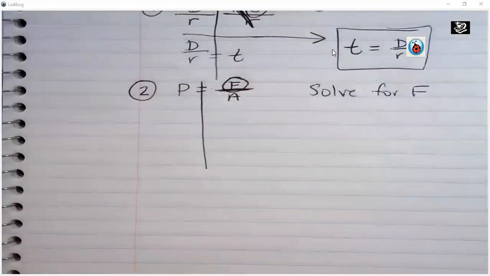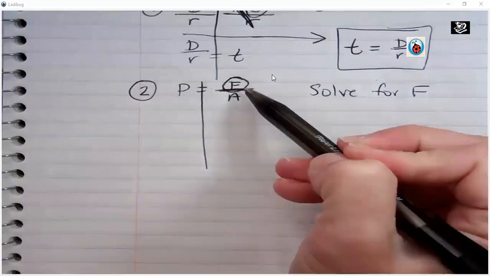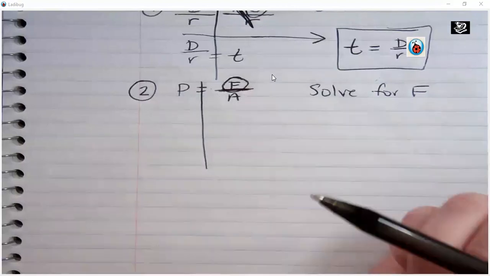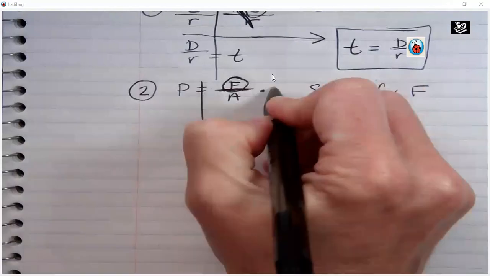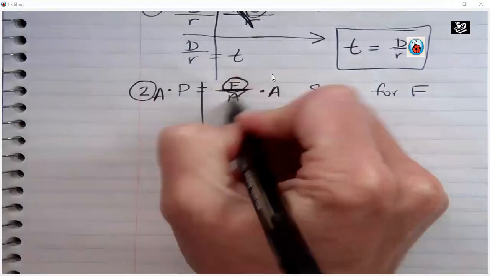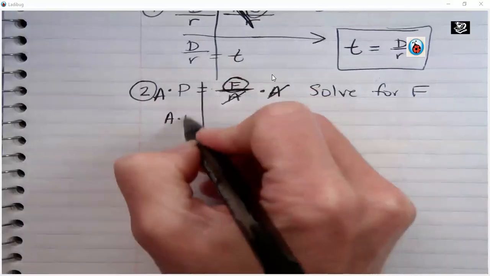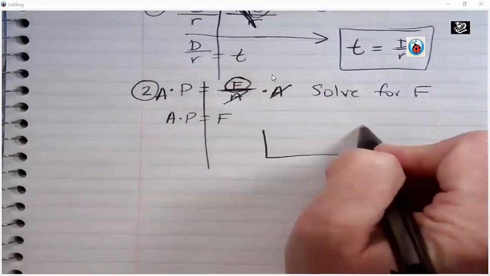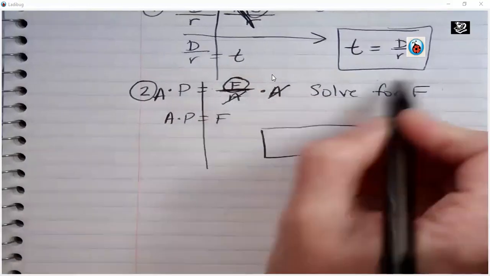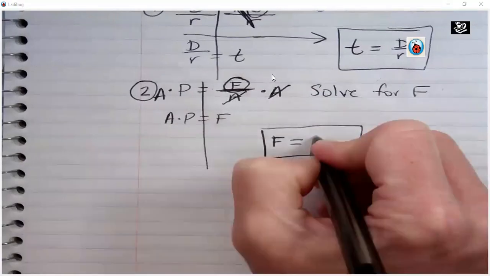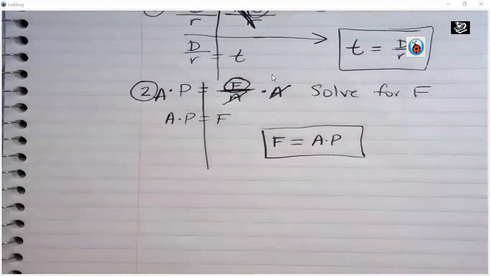So we have to do the opposite. All right, you need to do the opposite. So what's the opposite of dividing? Multiply. Good. So we're going to multiply both sides by A. Those cancel. And if you want to write your answer, A times P equals F, that's fine. But on a multiple choice test, whatever letter you're trying to solve for, they're going to put on the left. And that would be your answer.